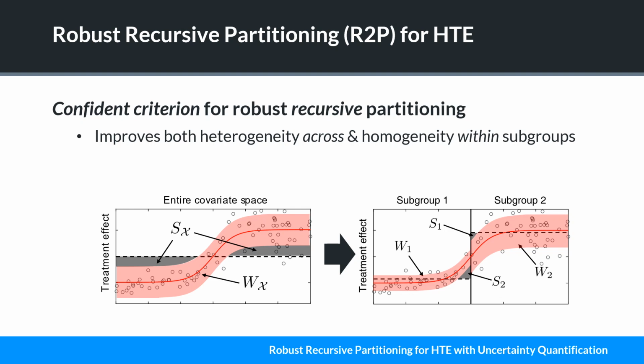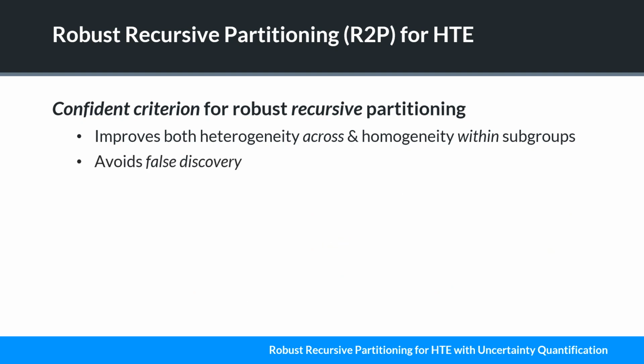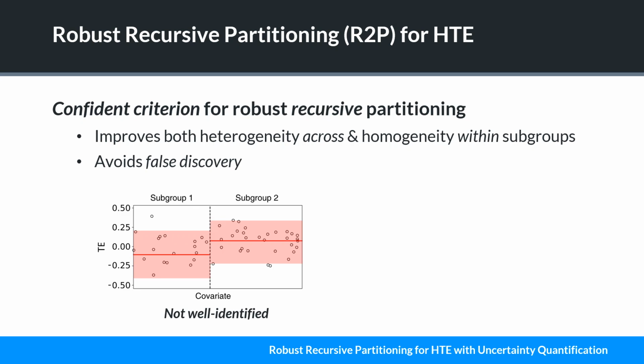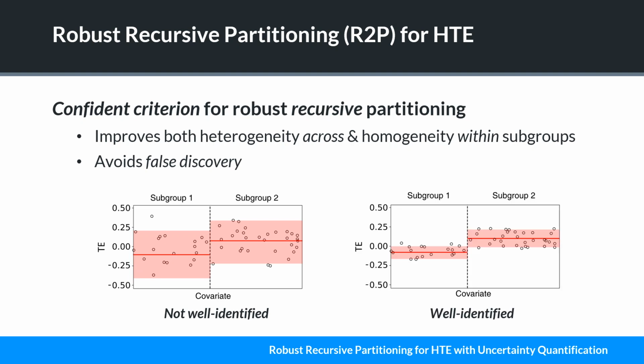The theoretical guarantee of the confidence intervals in our method can help to avoid false discoveries of subgroups. If the confidence intervals exhibit large overlap across the constructed subgroups, the constructed subgroups are not well identified. Conversely, if the confidence intervals have little or no overlap across subgroups, the subgroups are well identified.